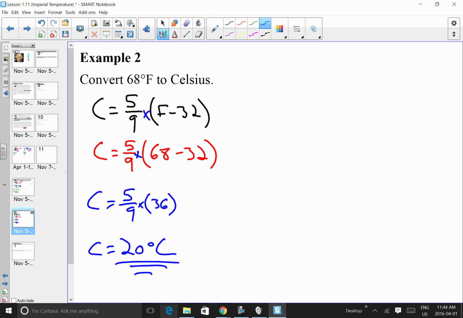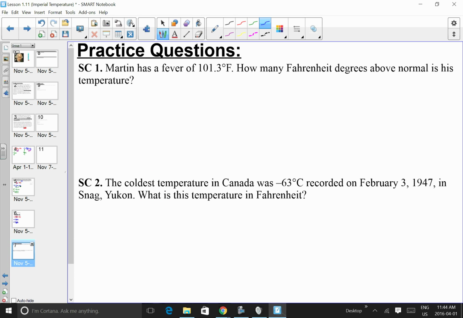Now, remember, these questions are a little different than the other converting we've done, so make sure you go through these practice questions and check your answers. All right, when you're done that, work on your assignment, and when you're done that, let me know when you're ready for a test. Okie dokie. Thank you.